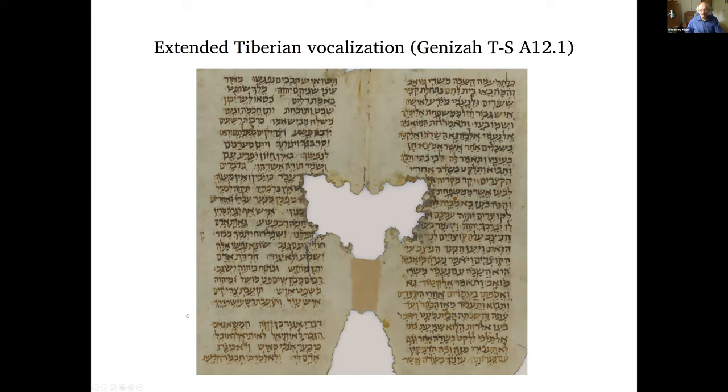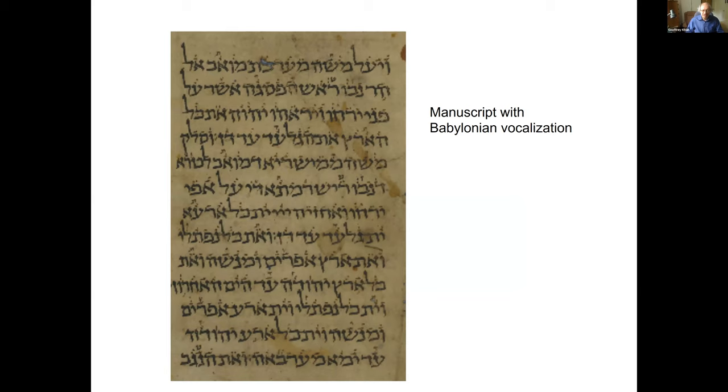So in the Middle Ages, there were also many other different forms of vocalization signs. Many of these different forms of vocalization signs have appeared in Geniza manuscripts, such as this manuscript. This is a manuscript of the so-called extended Tiberian vocalization, where they essentially use the Tiberian signs, but in a different way from the standard form. And there also are manuscripts containing different vocalization sign systems, which reflect different pronunciation traditions of Hebrew. And this one is the Babylonian manuscript with Babylonian signs. And this represents not only different signs, but also a different pronunciation tradition.